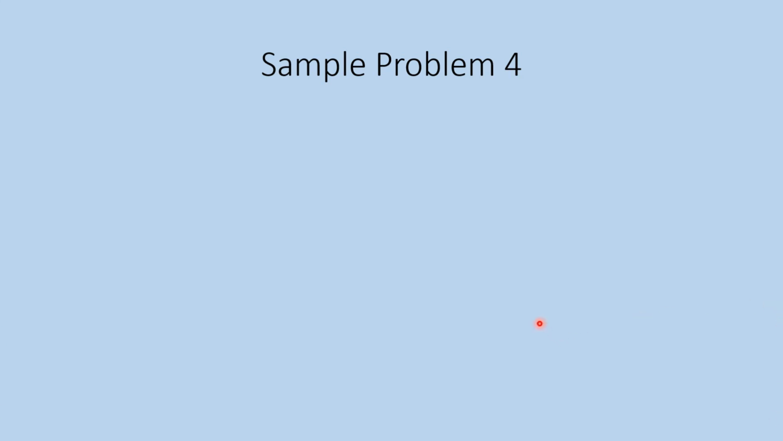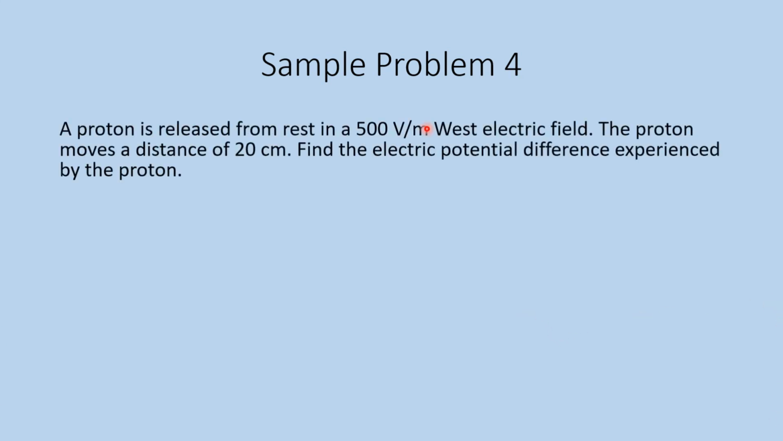Sample problem 4. Now a proton is released from rest in a 500 volts per meter west electric field. The proton moves a distance of 20 centimeters. Find the electric potential difference experienced by the proton.